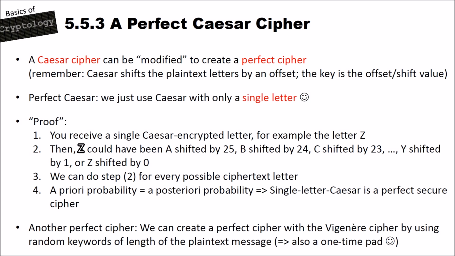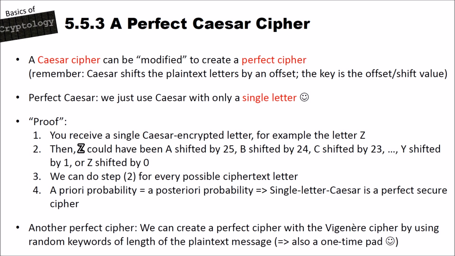And remember, the Caesar cipher shifts the plaintext letters by an offset. And the key is the offset or shift value. So for instance, when you have in plaintext an A, and you shift it by 1, you get a B. You shift it by 2, you get a C, and so on. And you do it for each letter of your text. That is a Caesar cipher.